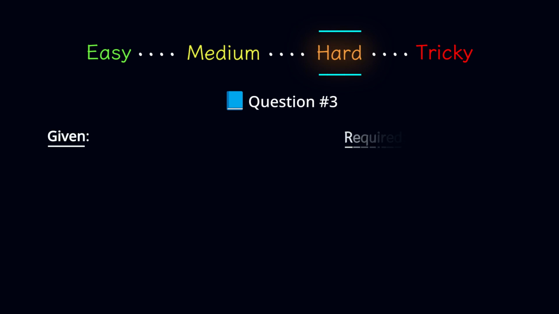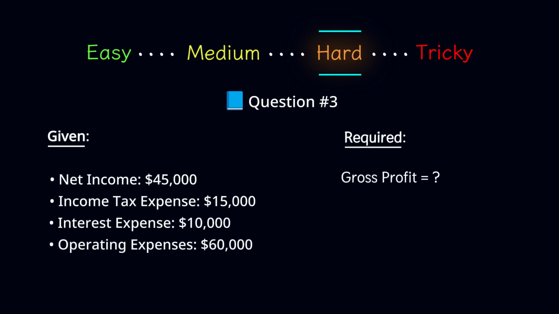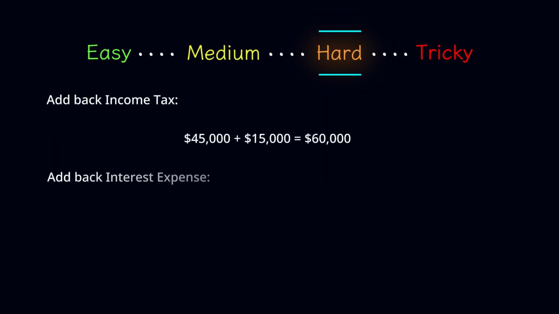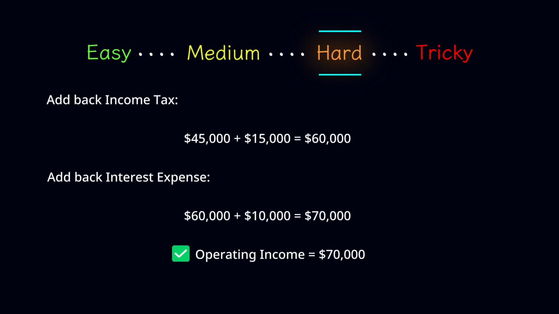Question 3. A company reports net income of $45,000, income tax expense of $15,000, interest expense of $10,000. Operating expenses total $60,000. The question asks, what was gross profit? Start from net income and move upward. Add back income tax expense. 45,000 plus 15,000 equals 60,000.